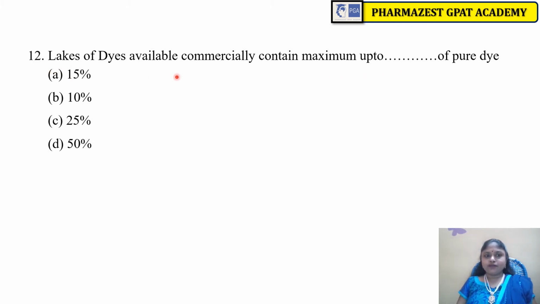So listen carefully. The lakes of dyes available commercially contain maximum up to dash percentage of pure dye. The options are A. 15%, B. 10%, C. 25%, and D. 50%. So the answer is 50%. So lakes of dyes contain 50% of pure dye.